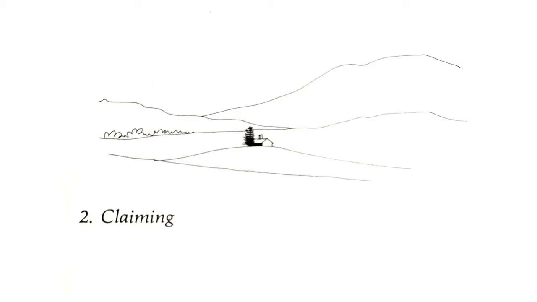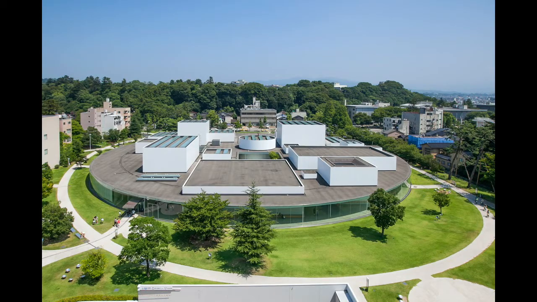Second category was claiming. So your design could, let's say, take the most important place in its context. This is the 21st Century Museum of Art in Kanazawa by architects SANAA. I used this in one of the videos. You could say here, in some way, this building is, let's say, claiming its context.